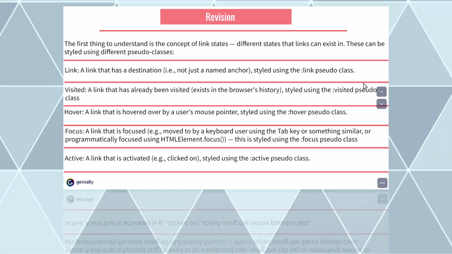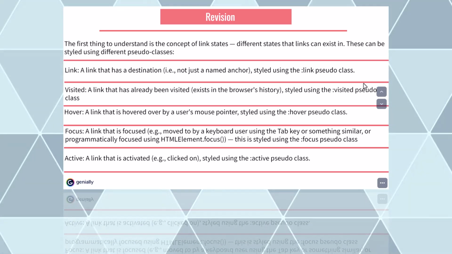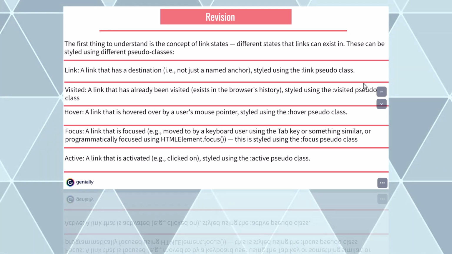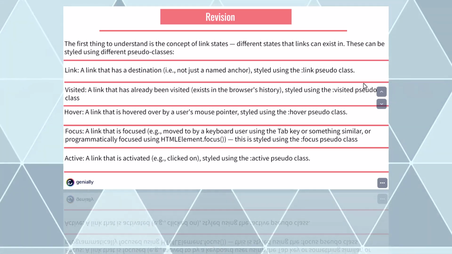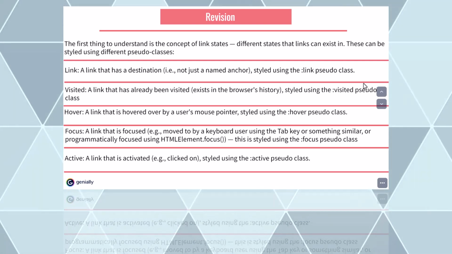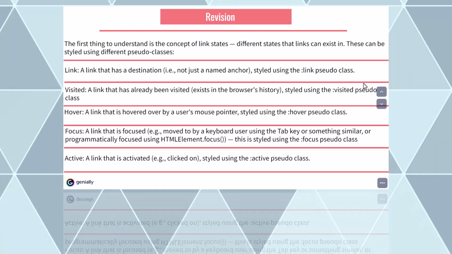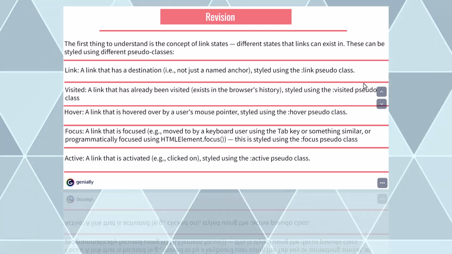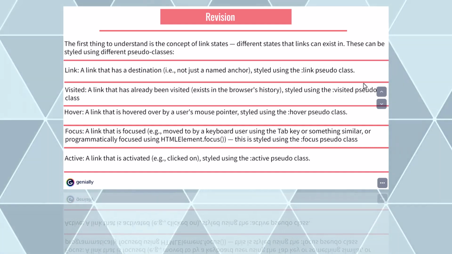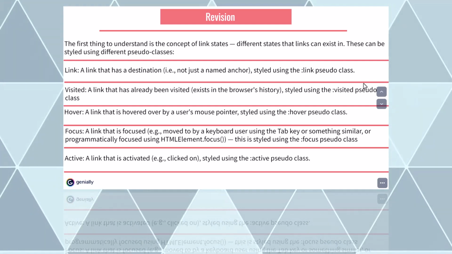However, a link that is hovered over by a user's mouse pointer is styled using the hover pseudoclass. Focus: a link that is focused, for example moved to by a keyboard user using the tab key or something similar, or programmatically focused using HTML, is styled using the focus pseudoclass. Active: a link that is activated, e.g., clicked on, is styled using the active pseudoclass.